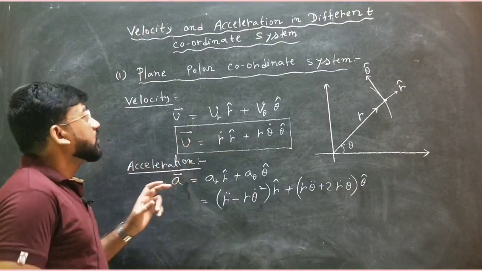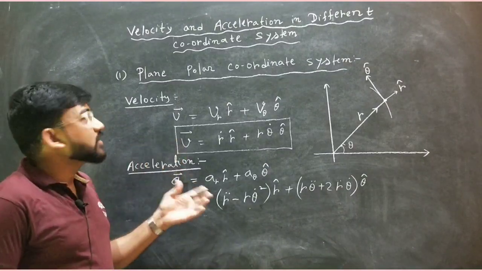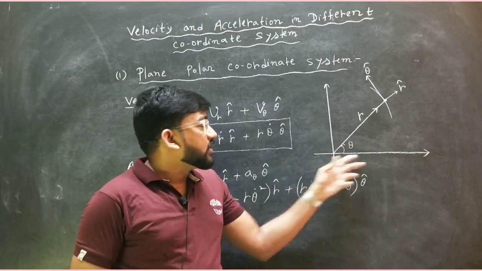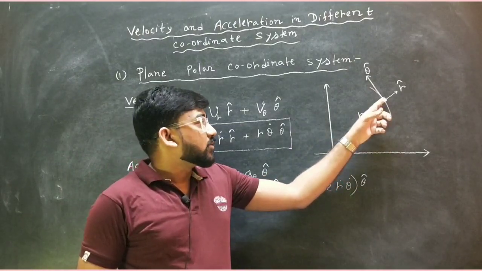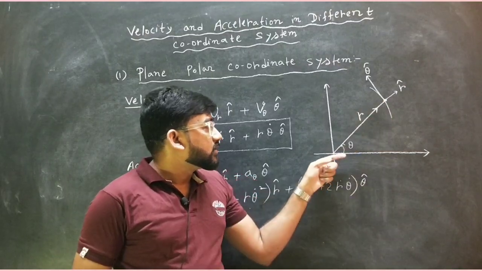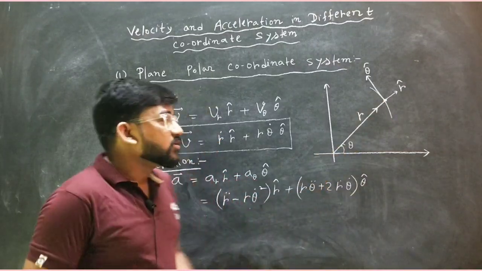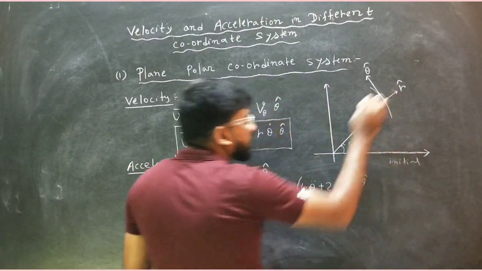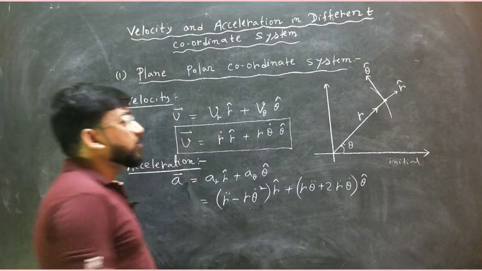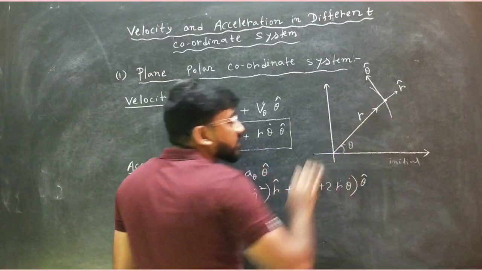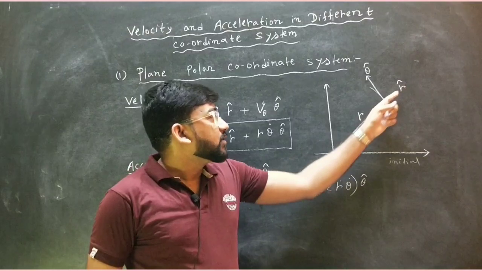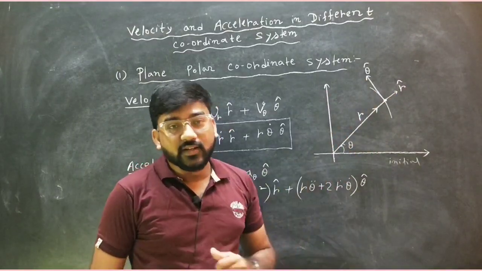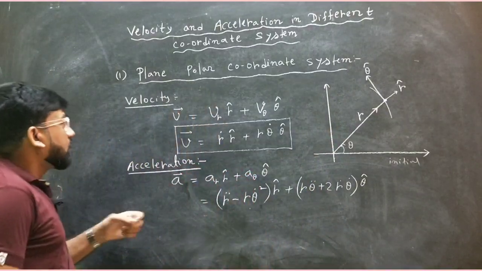So first let me tell you what are the expressions of velocity and acceleration in plane polar coordinate systems. As you all know, in the plane polar coordinate system, there is an initial line and the position vector of any point is r, which is making an angle theta with the initial line. So this line you can take as the initial line with respect to which we will measure the position. The coordinate of this point is (r, theta), and r cap is the unit vector in the direction of increasing r, and theta cap is the unit vector in the direction of increasing theta.